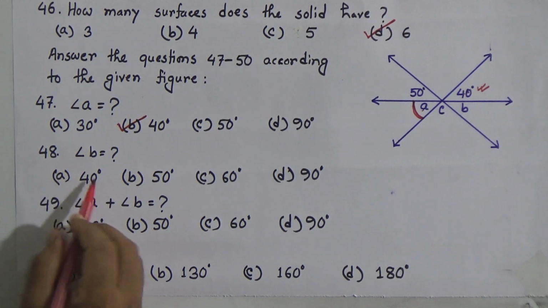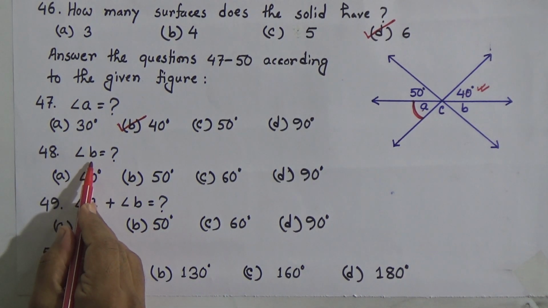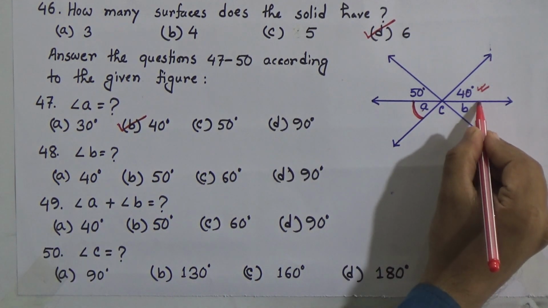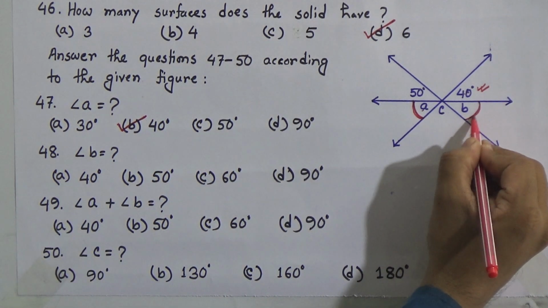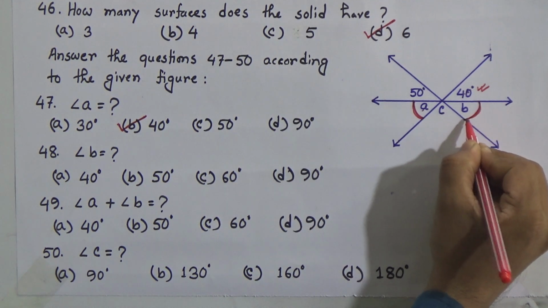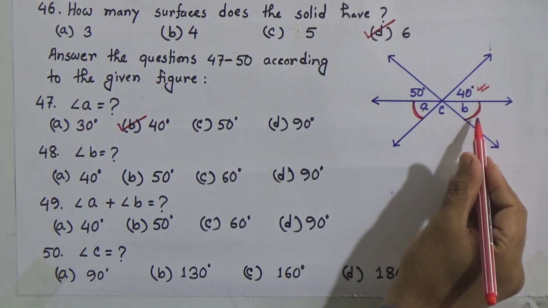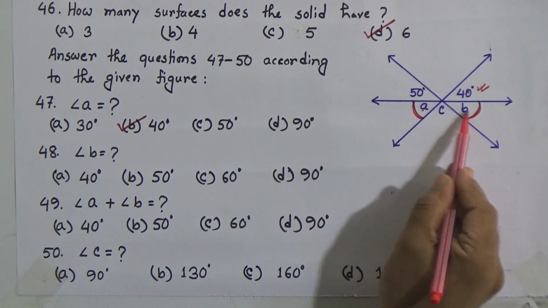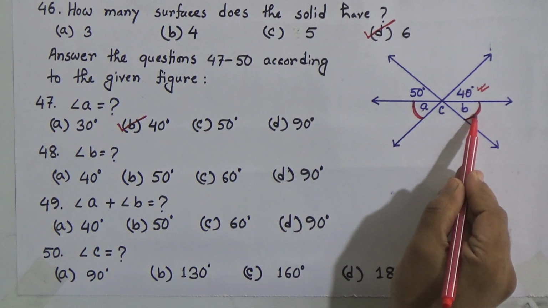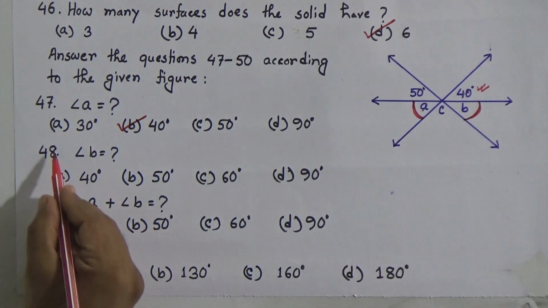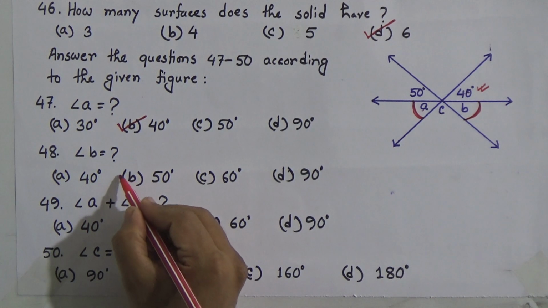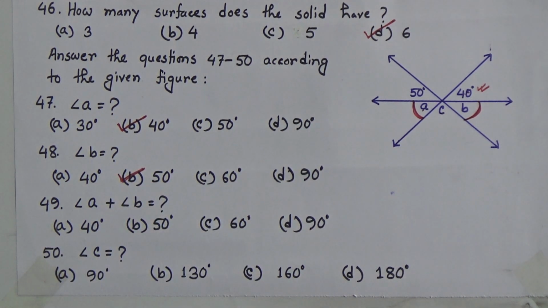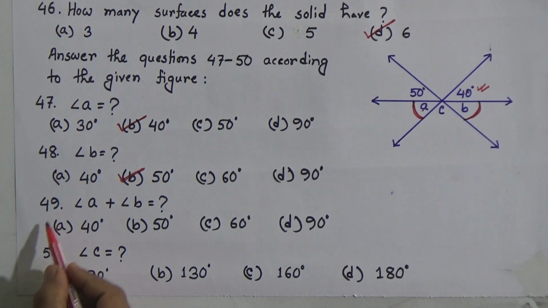Now 48. Measurement of angle B is equal to what? We have to find out the measurement of angle B. Angle B is here. So again we know the definition of vertically opposite angles. We know vertically opposite angles are equal. So B is the vertically opposite angle of 50 degrees. That means B is also 50 degrees. It's so easy. So our answer for 48 is also option B. Option B says it's 50 degrees.